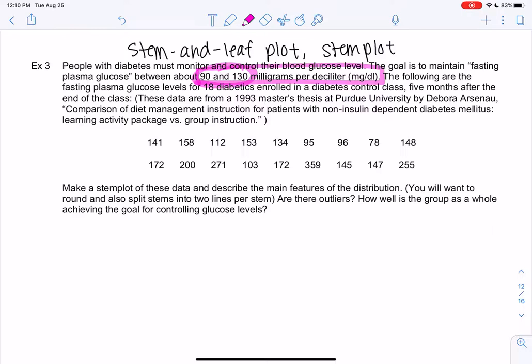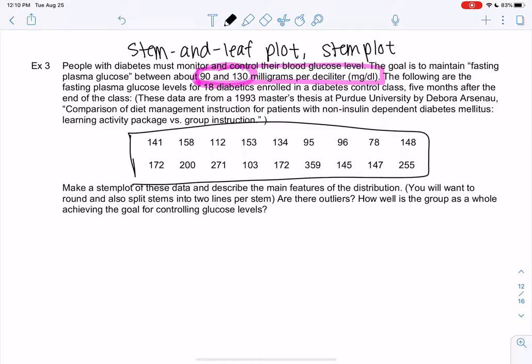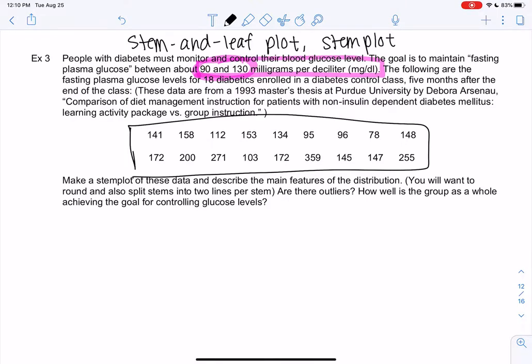So we had 18 diabetics enroll in a control class for 5 months. After the end of the class, we recorded their data. So these are their fasting plasma glucose levels, essentially kind of like their blood sugar. This is our raw data. We're going to make a stem plot and then maybe try to describe it a little. So rather than just making graphs, maybe we want to try to make some conclusions from it.